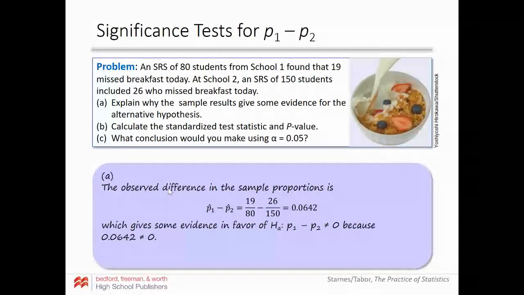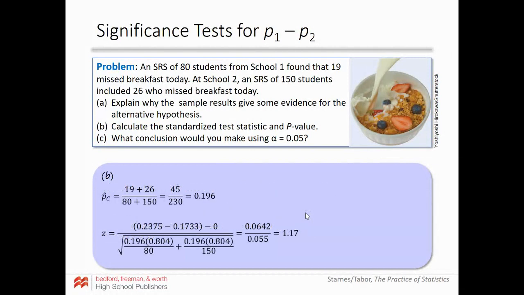So right off the bat, the sample, we got 19 out of 80 and 26 out of 150. When you subtract those two, you get this number, 0.0642. And hey, that is not equal to 0, which we assumed at first. So right off the bat, we have some evidence to suggest that there might be a difference in the proportion. But again, the whole point of hypothesis testing and confidence intervals is to see how strong is that evidence that it is really different? So although we have some right now, the question is how strong, and that's where our hypothesis testing is going to come from.